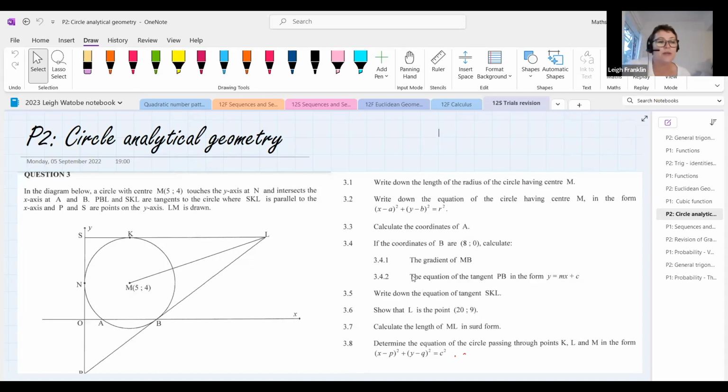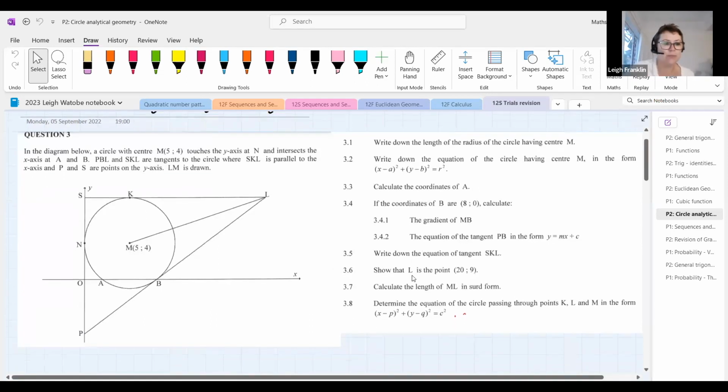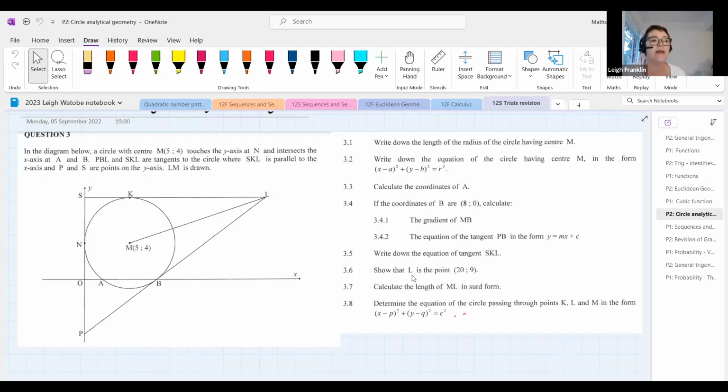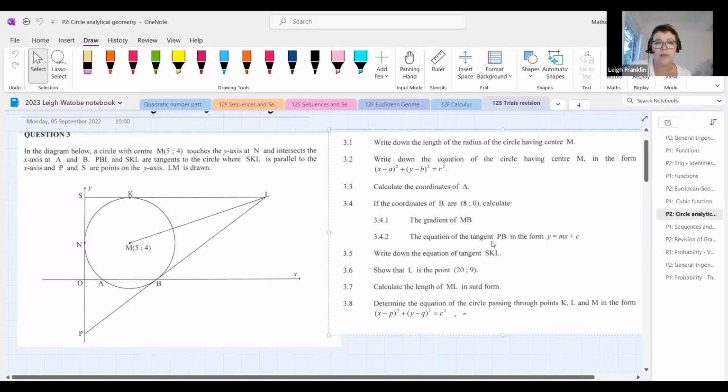Okay, so question number 3 says, in the diagram with circle center M, (5; 4) touches the y-axis at N and intersects the x-axis at A and B. PBL, so sorry if I just move this down a little bit, PBL and SKL are tangents to the circle where SKL is parallel to the x-axis and P and S are points on the y-axis. LM is drawn. Okay, let's have a look at the questions associated with this diagram.